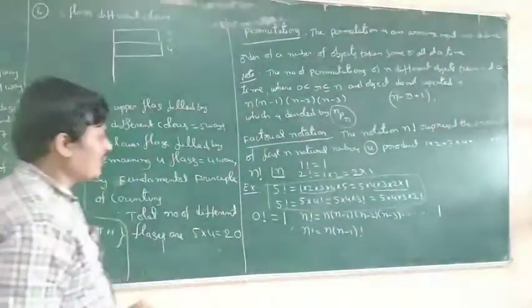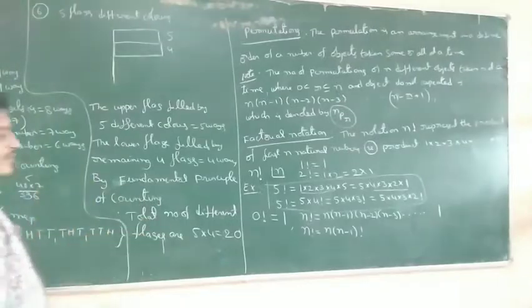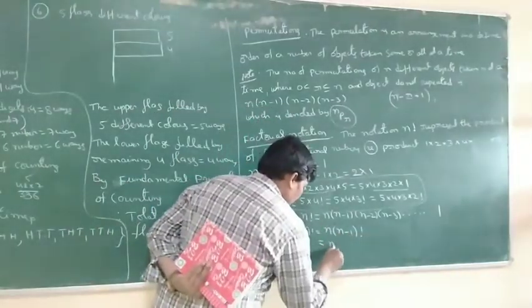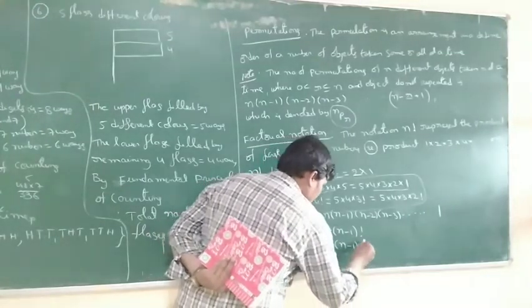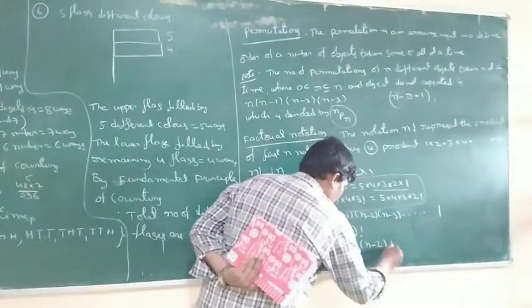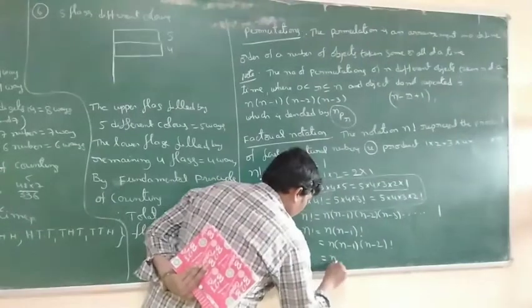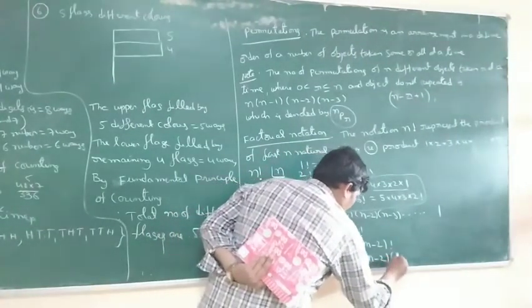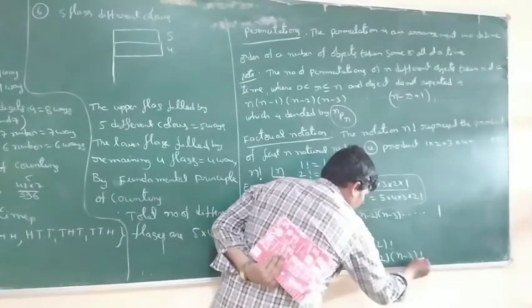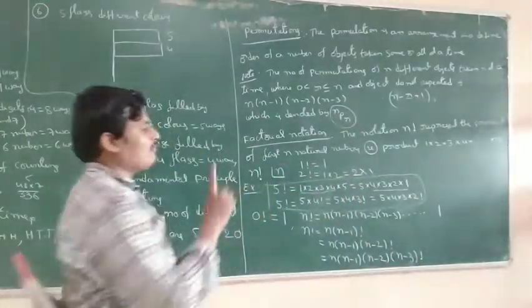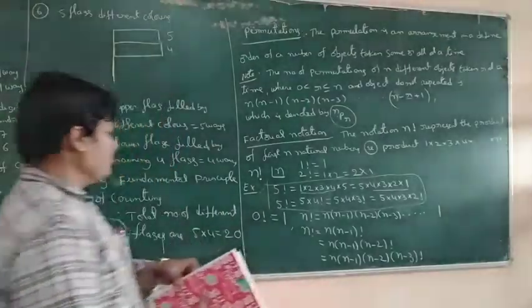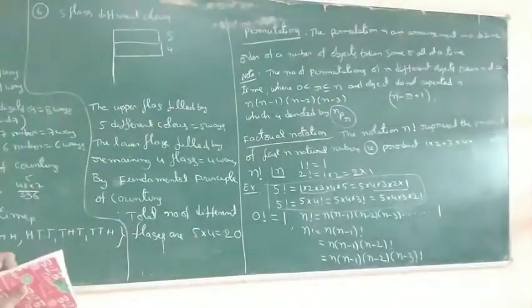Same as this: 5 factorial is equal to 5 into 4 factorial, or 5 into 4 into 3 factorial. So n factorial is equal to n into n minus 1 factorial, or n into n minus 1 into n minus 2 factorial, or n into n minus 1 into n minus 2 into n minus 3 factorial and so on. This is the factorial notation. This is simple.